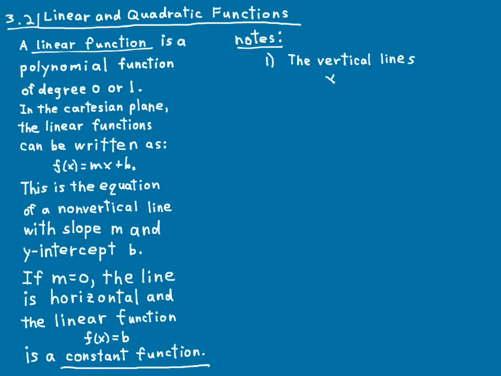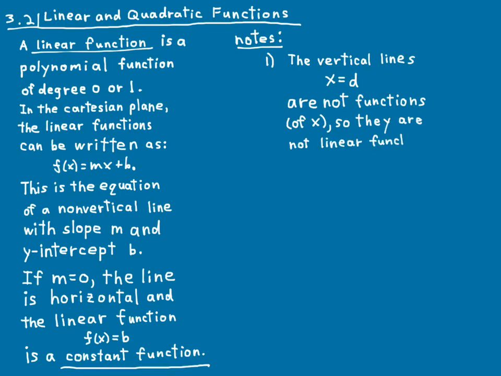Okay, here's a few notes. First, the vertical lines x equals d for different values of d are not functions of x, so they are not linear functions of x. Think about the vertical line test. It fails the vertical line test miserably. A vertical line intersects the line in more than one point, so it's definitely not a function.